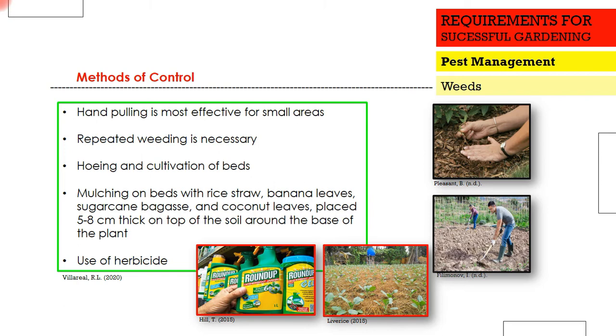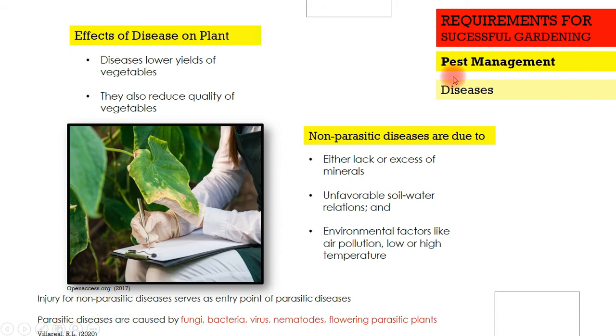So another pest is diseases. What is the effect of disease on plants? Like weeds, diseases lower yields of vegetables, and they also reduce the quality of vegetables. Non-parasitic diseases are due to either lack or excess of minerals, unfavorable soil-water relations, and environmental factors like air pollution, low or high temperature. Injury from non-parasitic diseases also serves as an entry point of parasitic diseases.